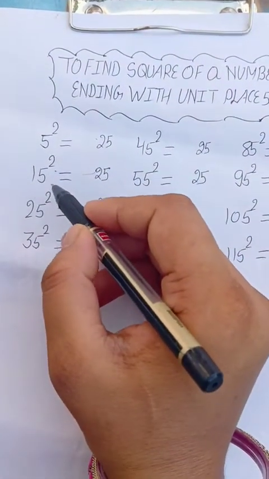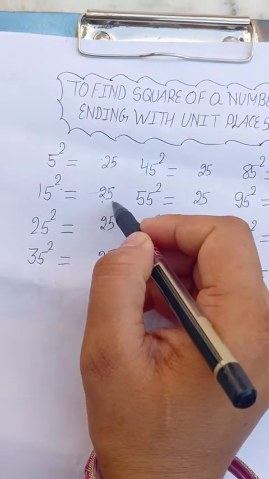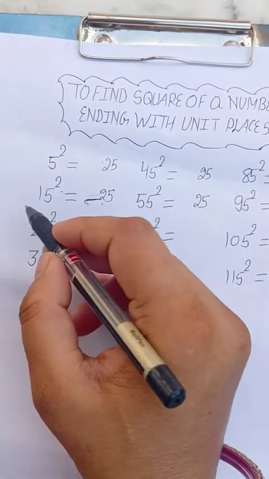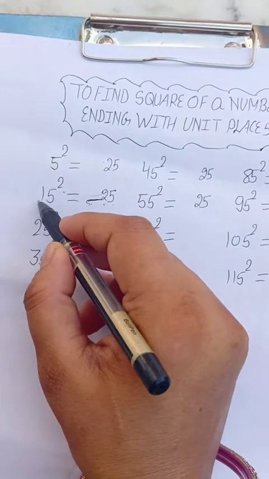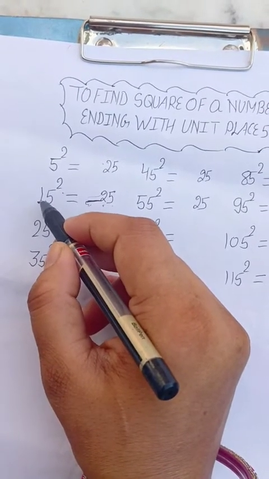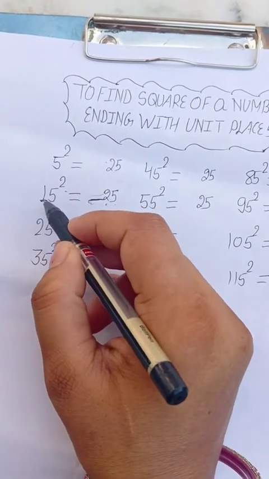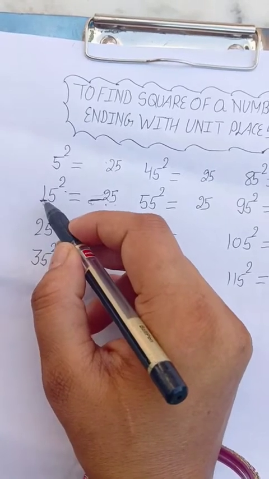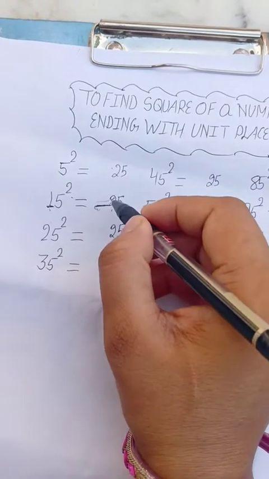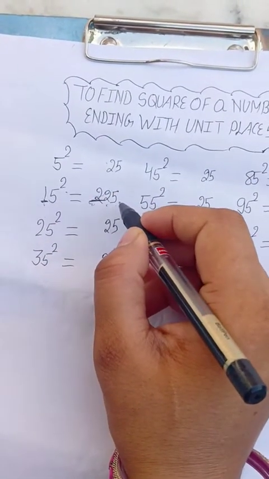Now next, 15 square. The last two digits will be 25, and what will be the next digit here? It will depend upon this digit. This digit is 1 and the successor of 1 is 2. So we will multiply this digit with its successor: the successor of 1 is 2, and the product of 1 and 2 is 2. So here we will write 2. So 15 square is 225.